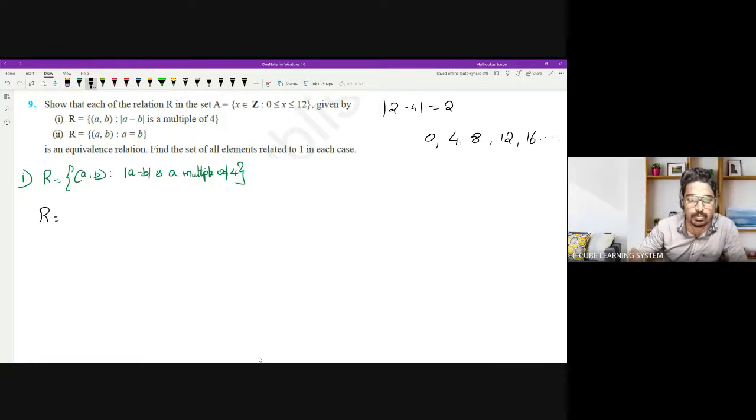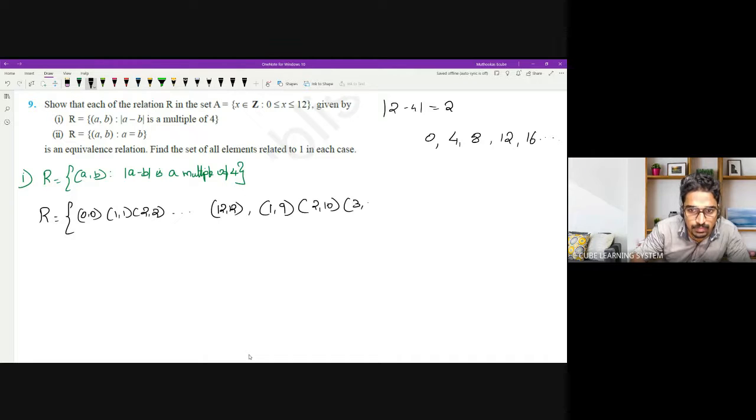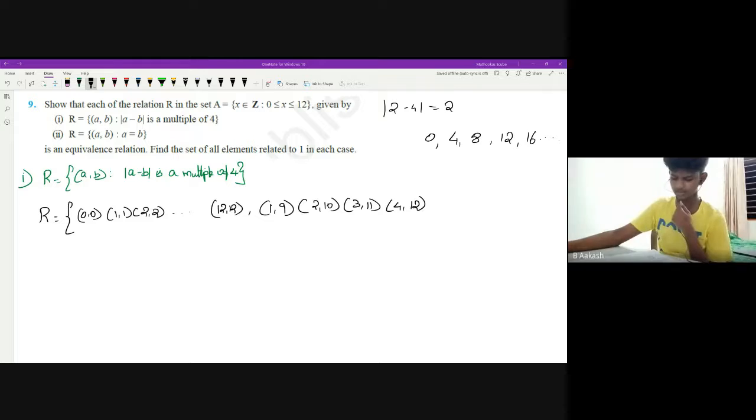So Akash, in roster form the set will be? Sir, 1, 1. Complete. Full 1, 1, 2, 2. 0, 0 is also there now. 0, 0, 1, 1, 2, 2, and so on up to 12, 12. Then 1, 9 will be there. 2, 10 will be there. 3, 11, 4, 12. Then?